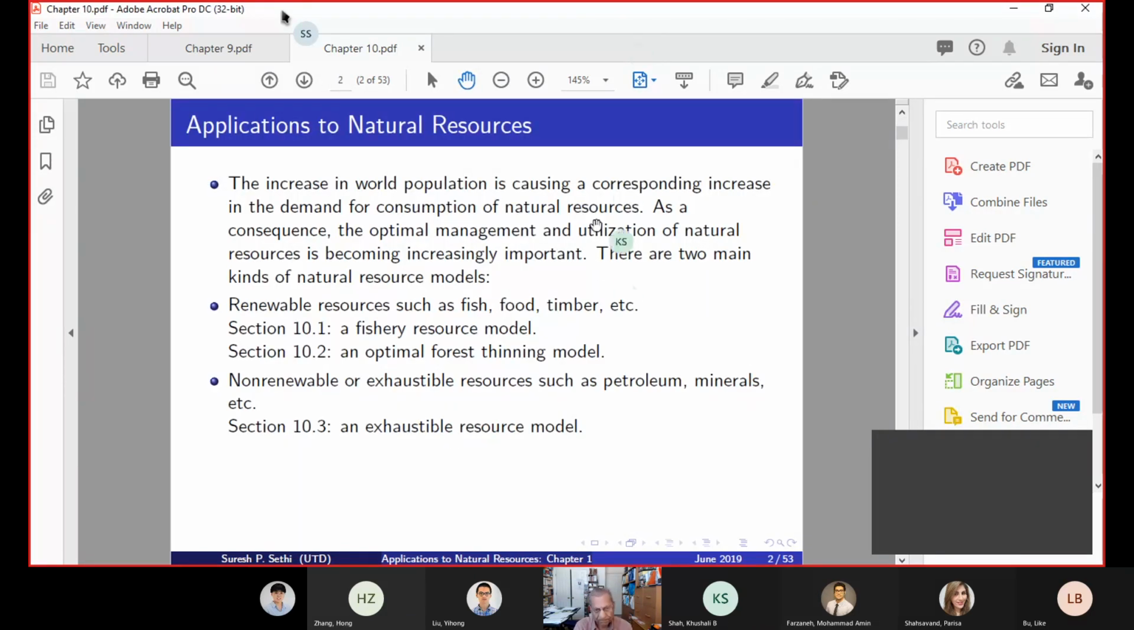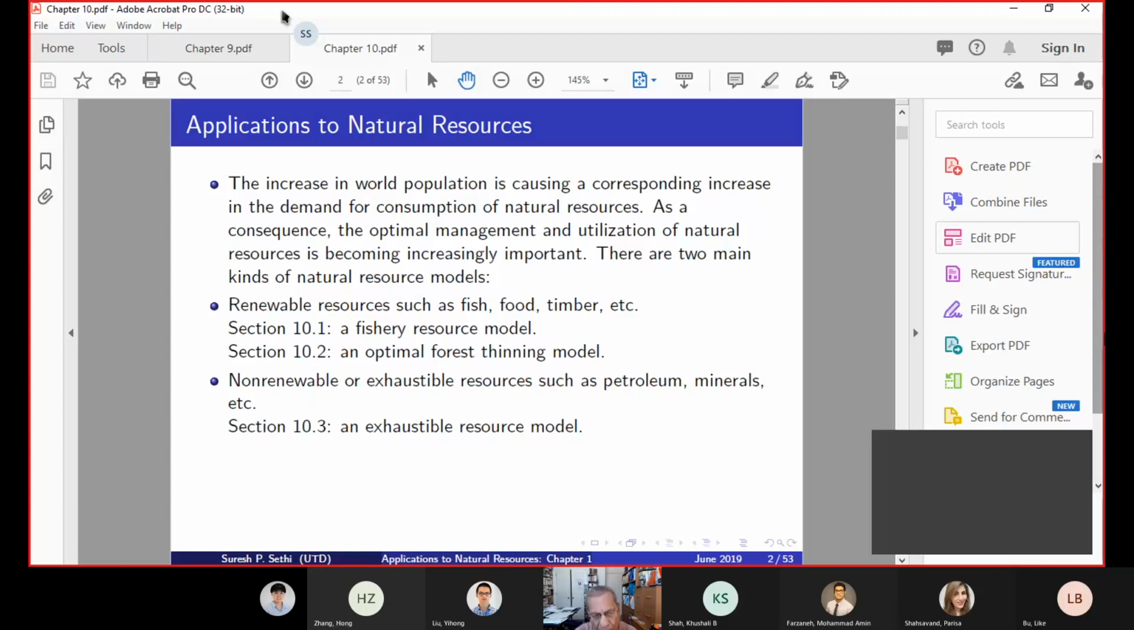Okay. So in chapter 10, we have two problems, both of them renewable sources. And the last model, which is 10.3, the exhaustible resource model, I'm not going to cover.